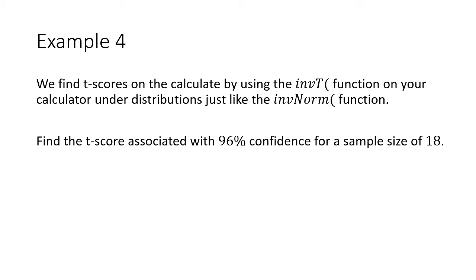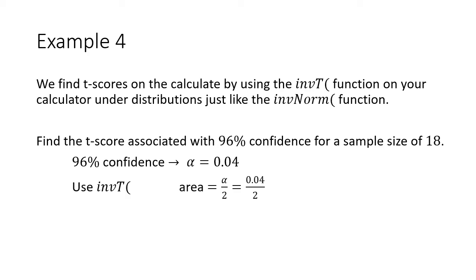So how do I find the t-score associated with, let's say, a 96% confidence and our sample size is 18? Because again, the t-score is now going to depend upon my sample size. Well, if we go to the inverse t function on your calculator, the first thing to do is convert our confidence level into an alpha. So 96% confidence, that complement is going to be 4%, and then convert it to a decimal, so 0.04 for alpha.